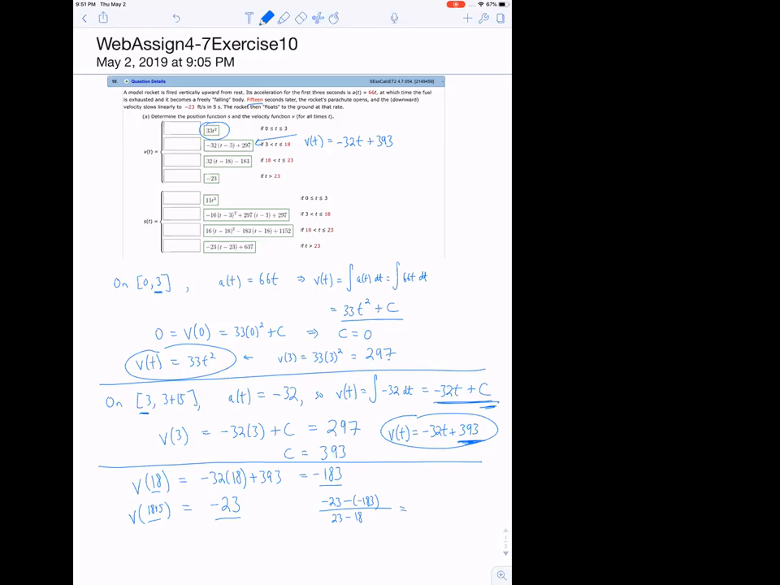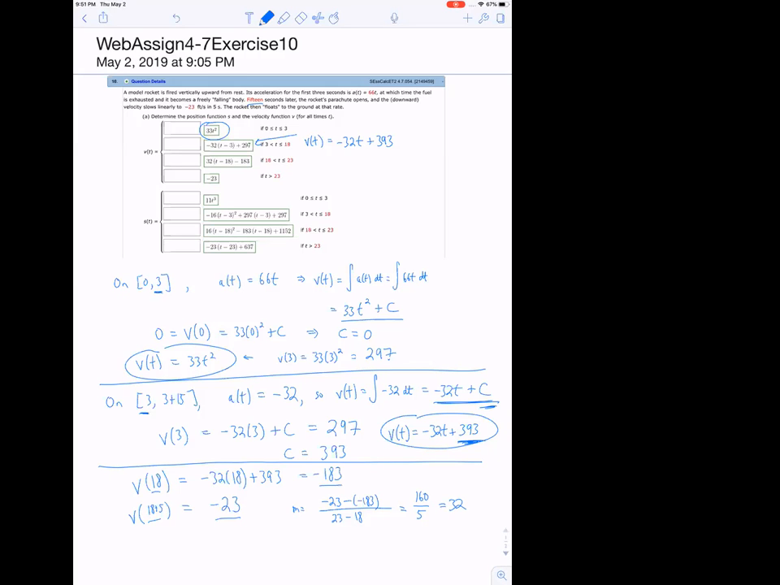Let's go ahead and work that out. We've got minus 23 plus 183, which is 160 in the numerator. 23 minus 18 is 5. And 160 divided by 5 is 32. So there's the slope of our line. Or maybe I'll call it m. It's a familiar name for a slope.